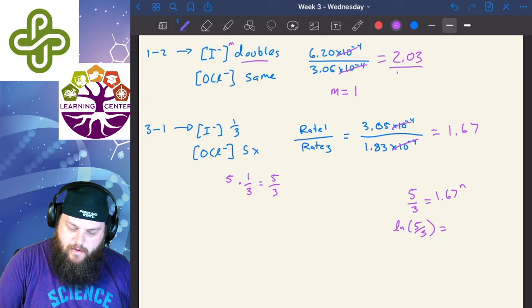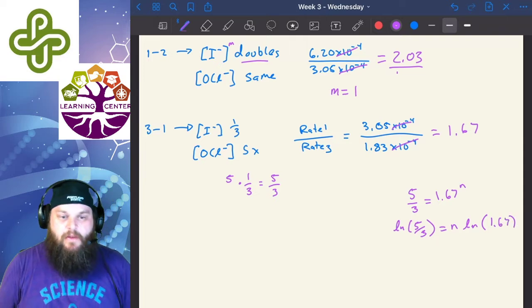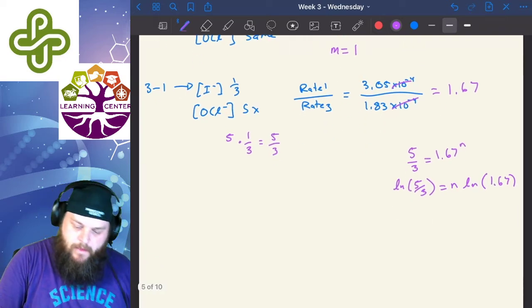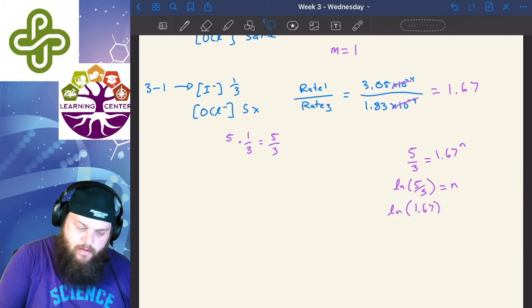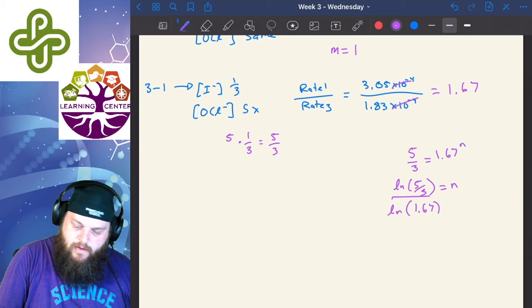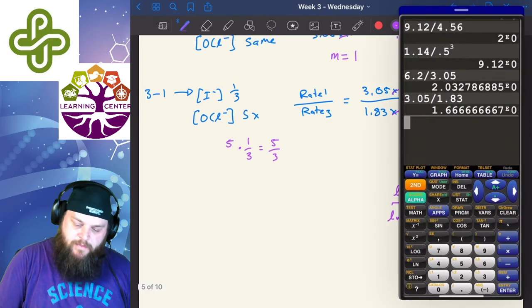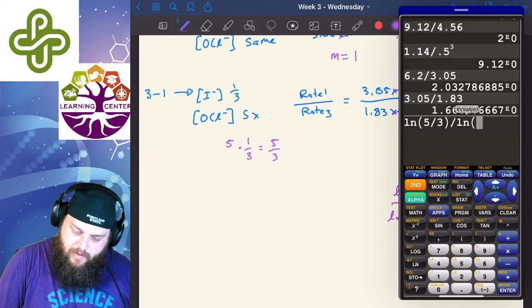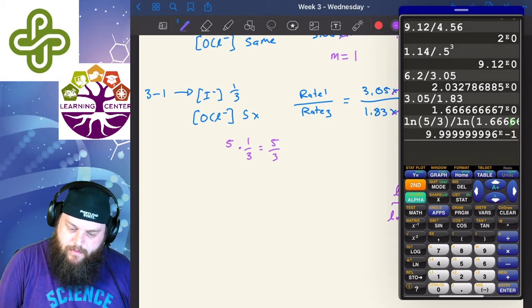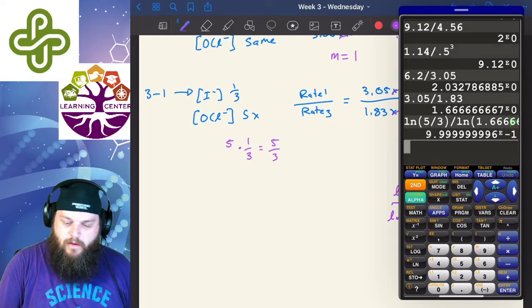And this is pretty simple if you know your logarithms, 1.67. And you'll see pretty quickly that with 1.67, we can divide over here to find out what that value of n is. In this case, we can take the natural log of 5/3, divide it by the natural log of what we had up here. And you'll see it's equal basically to 1.